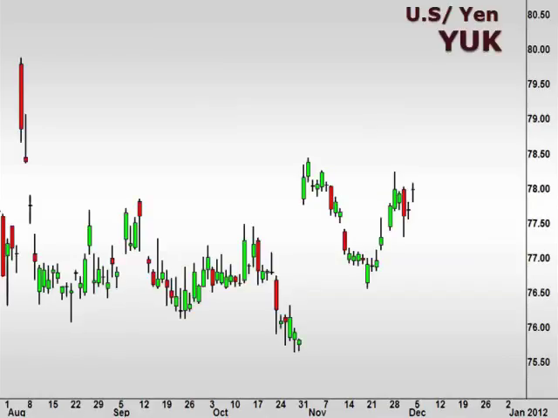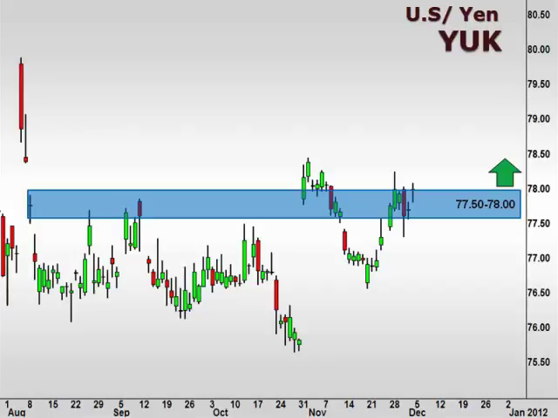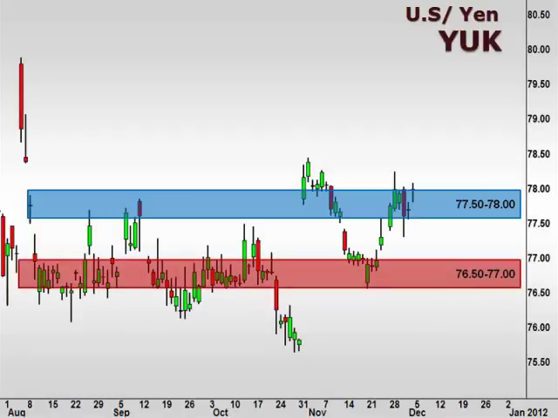Next up, the YUK, the US versus the Japanese yen. Well, the YUK consolidated within the 77.5-78 zone, and a break above 78 opens the window for a move higher. A break below 77.5 is likely to retest 77.